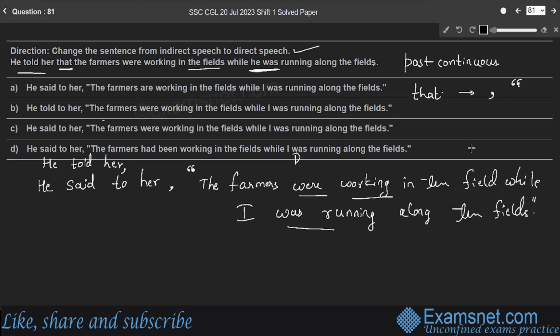So look at the options. He said to her, the farmers were working in the fields while I was running along the fields. Option C is the right answer, right? You can't take option B because "he told to her" is there. If it is like "he told her", then option B is also correct, right? The other part is the same. The farmers were working in the fields while I was running along the fields. The other part is correct, but in the beginning, "he told to her" is wrong. Therefore, option C is the right answer.